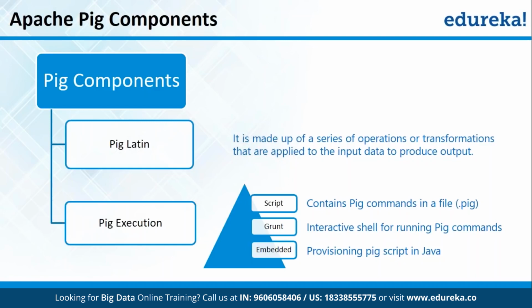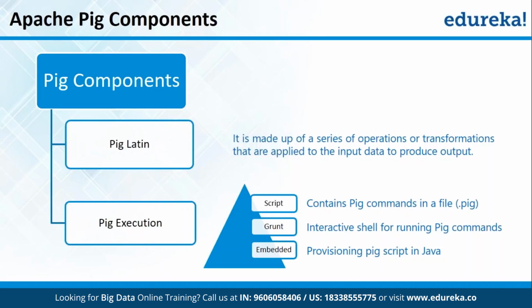What is Pig execution? Pig execution is nothing but the different ways using which you can submit your queries onto the Apache Pig. First, you can execute the Pig queries using a Pig script which has an extension of .pig. So all you need to do is create a file with a .pig extension, put all your queries within that, and execute it over Apache Pig. Second is the grunt shell, in which you get into the grunt shell and execute the queries one after the other. And the third is the embedded Pig execution, in which you can provision a Pig script within a Java client application and execute it over the Pig server.